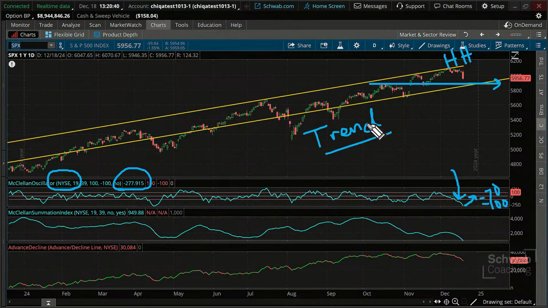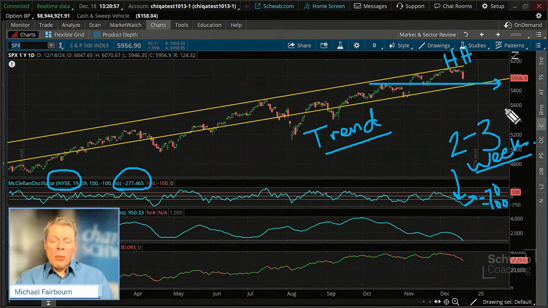Okay. And that tells us if we get above the minus 70, according to McClellan, a 2 to 3 week rally could occur. That would be bullish. It sometimes can be just kind of moderate too, like maybe sideways to a degree as well. But keep that in mind. That could be something that we could look at going forward.